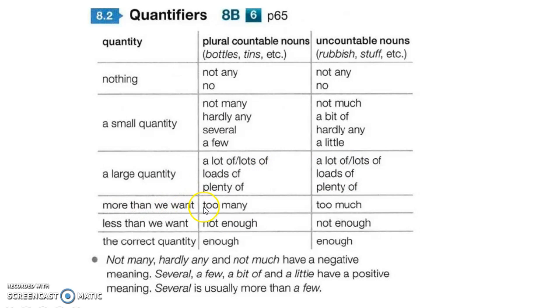When we have more than we want, we say too many, or too much for uncountable nouns. For example, I have too many books in my backpack. It's too heavy. Or I have got too much to do, right? And if we have less than we want, we say not enough for either countable or uncountable nouns. The correct quantity is expressed in both cases with enough. Please repeat the pronunciation of the word enough. Enough.